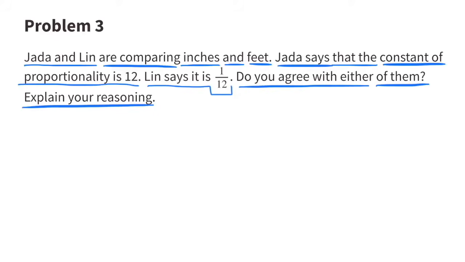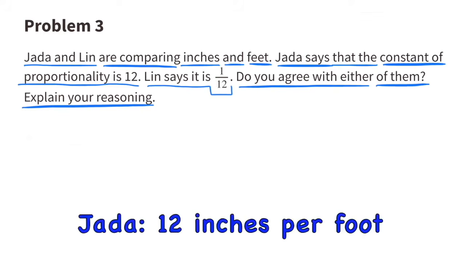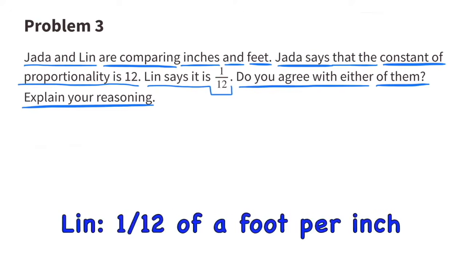Number 3. Jada and Lynn are comparing inches and feet. Jada says that the constant of proportionality is 12. Lynn says it is 1/12. Do you agree with either of them? Explain your reasoning. What Jada means is that there's 12 inches per foot, so I would agree with her. And what Lynn means is that there's 1/12 of a foot per inch, so I can also agree with Lynn.